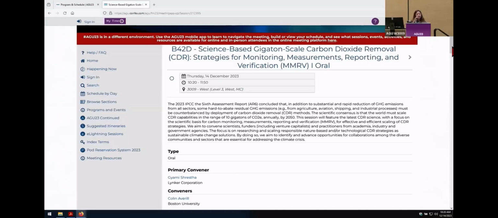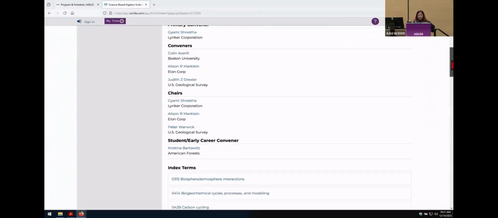The topic of our session is science-based gigaton-scale carbon dioxide removal, or CDR, strategies for monitoring, measurement, reporting, and verification. So we have an exciting set of talks. Each of them has 10 minutes.